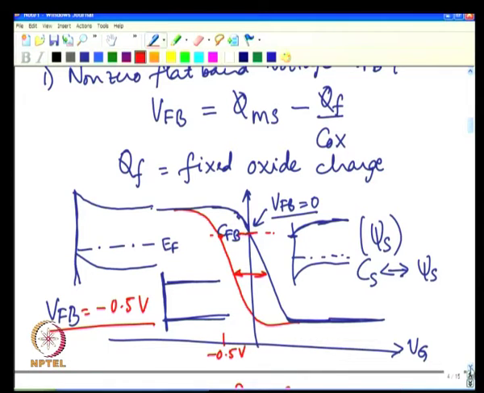In fact, as we will see in the next class, this is the information that we use to find out what is the fixed charge in the oxide when you actually measure a device. Once you measure a device, I can generate an ideal CV. We will talk about it in the next class. Then I can compare the ideal CV with the experimentally measured CV, and looking at the difference, I can extract all these non-idealities in the MOS capacitor.